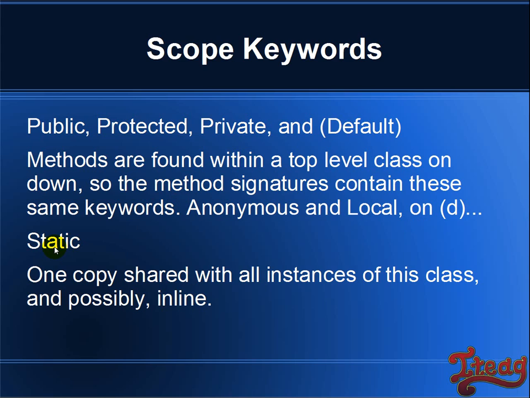Any method that is scoped as static gets put as a class variable and done inline, possibly, depending on the compiler. But the whole idea is one copy is shared with all instances of this class. There only needs to be one, and it's used for all of them. And they're separated by their signatures.